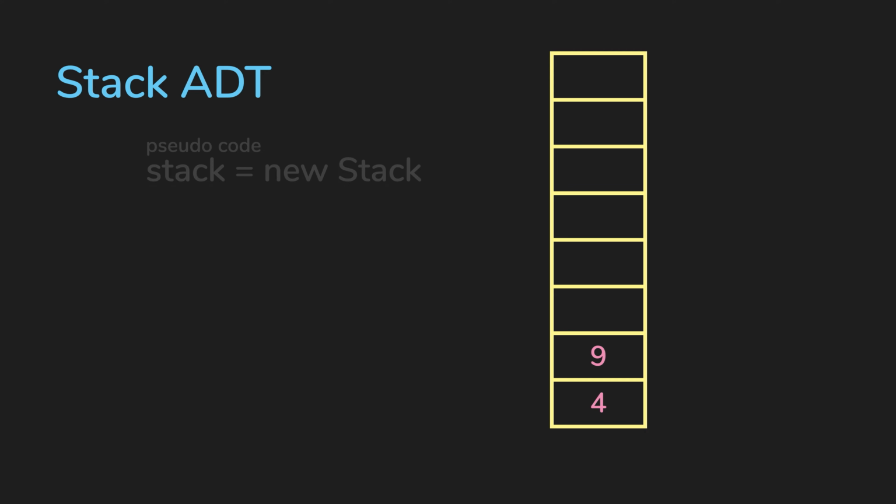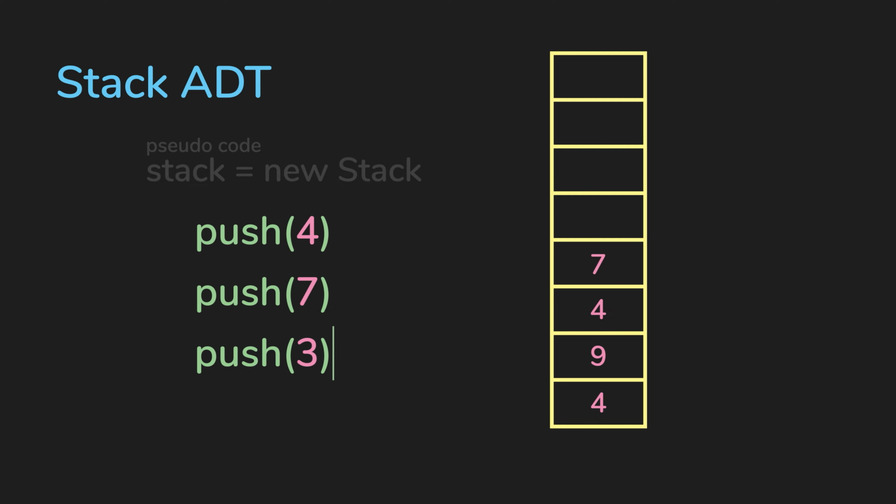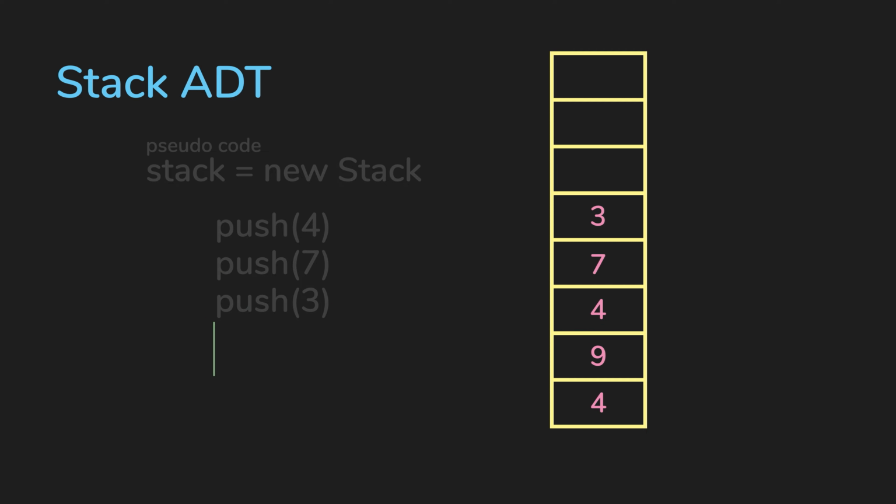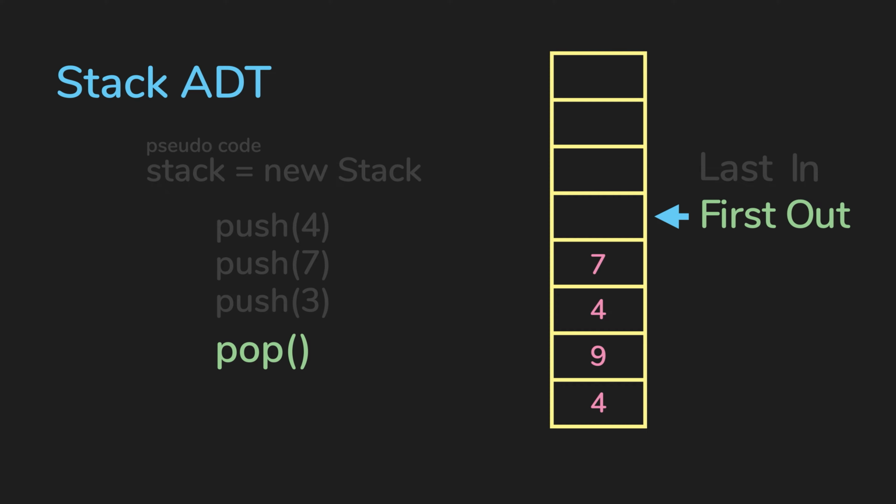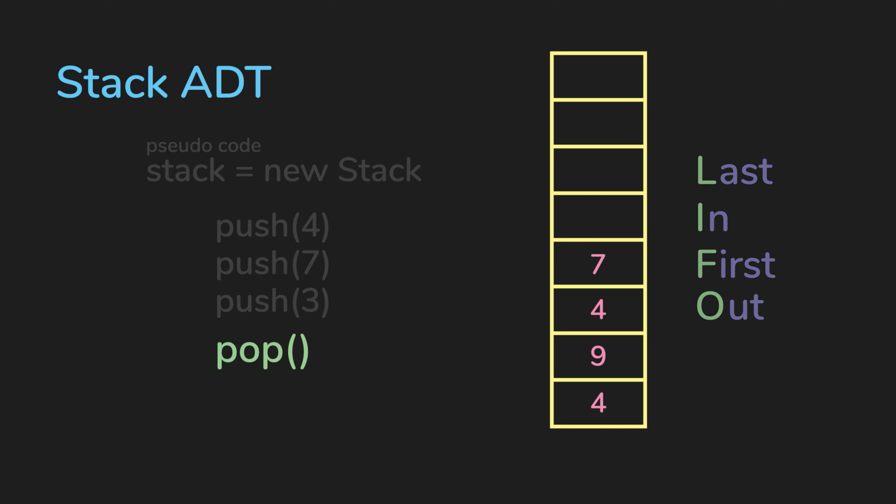Okay, let's add a few elements. Let's push the number 4, 7, and 3 onto the stack. Great. Now let's try to pop an element off. Which number do you think will pop off? Yes, that's right. The element with the value 3 will pop off because it's the element that was last in, so it is first to come out, hence LIFO. Usually, for stack ADTs, the pop function also returns the value of the popped element. So just keep that in mind when implementing your stack ADT later.